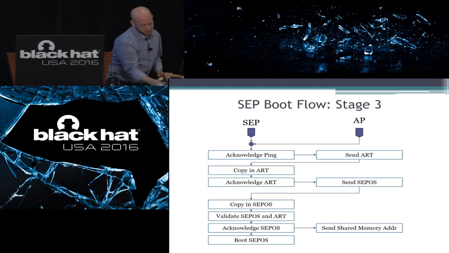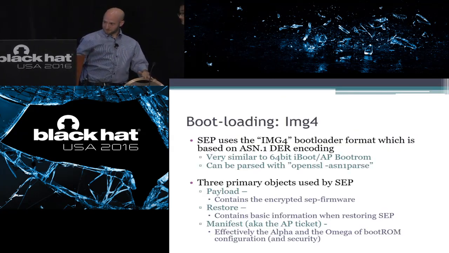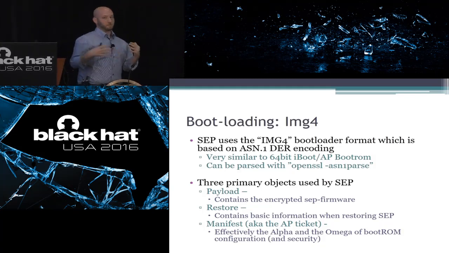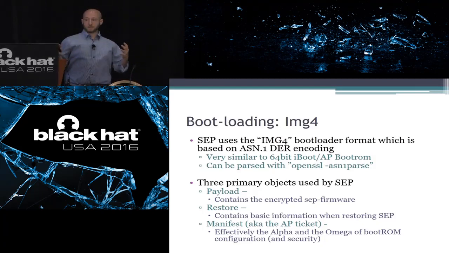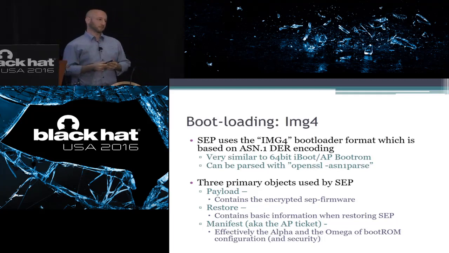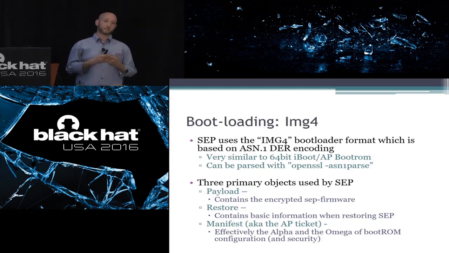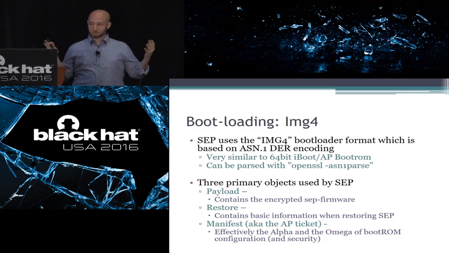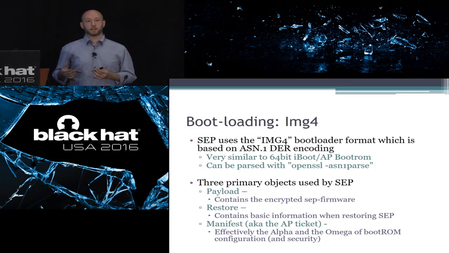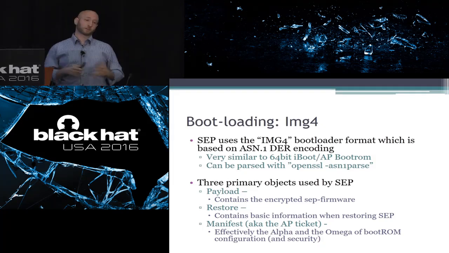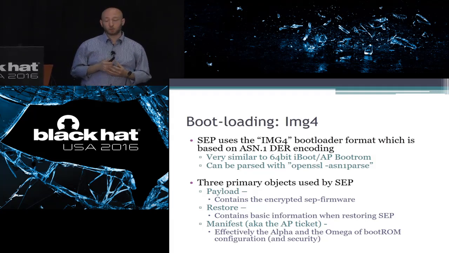Thanks, David. So yeah, we will talk a little bit about how the actual firmware is loaded from AP to the SEP core, and we'll talk about the actual format. So on 64-bit devices, Apple introduced what's called the Image4 format. It's different from the proprietary Image3 in that it's pretty much just ASN1 encoding. It's also very similar to what's happening on AP's iBoot or BootROM and a couple other places, and can be parsed pretty much with any standard ASN1 parser.